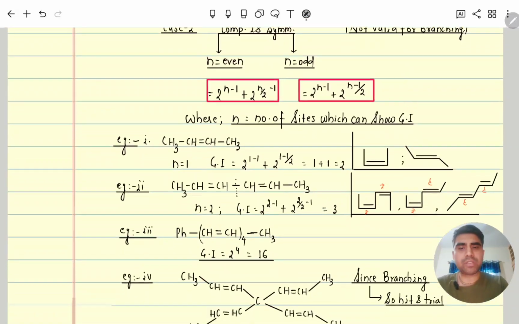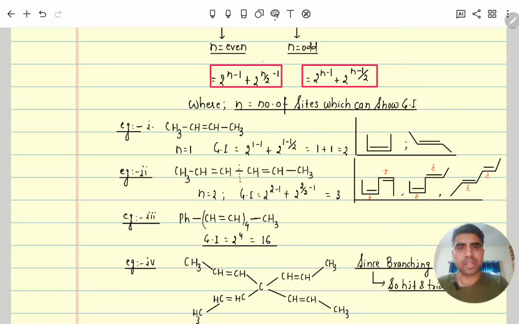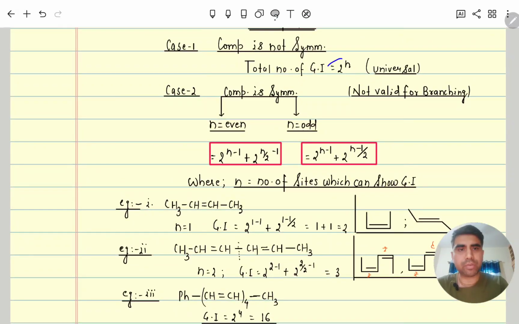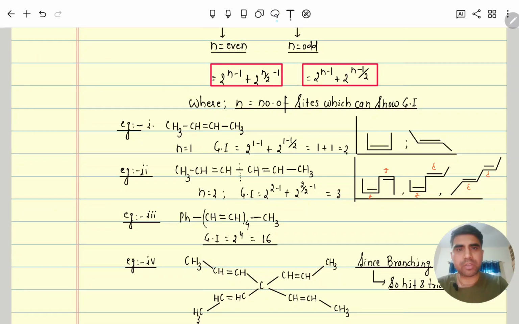Like here we can see that this one is symmetrical. Whenever it is not symmetrical, then 2 to the power n. When it is symmetrical, then we will see odd and even. So n is odd here, so we apply the formula 2 to the power n minus 1 plus 2 to the power n minus 1 by 2. So total 2, one cis and one trans.